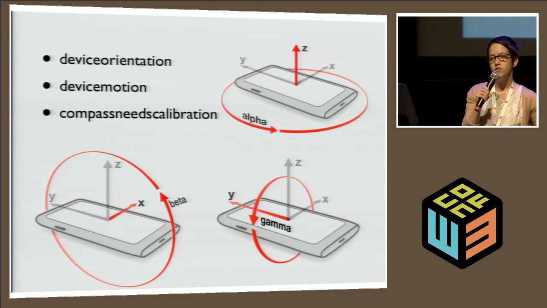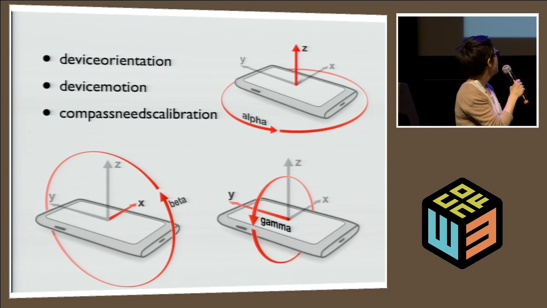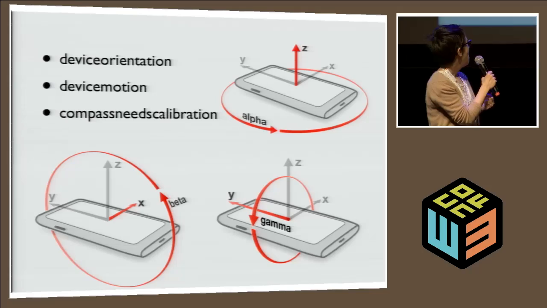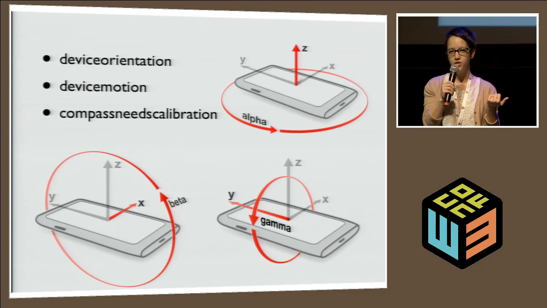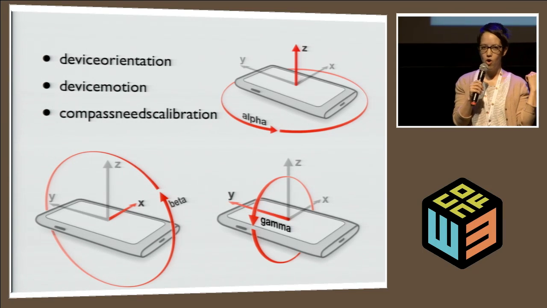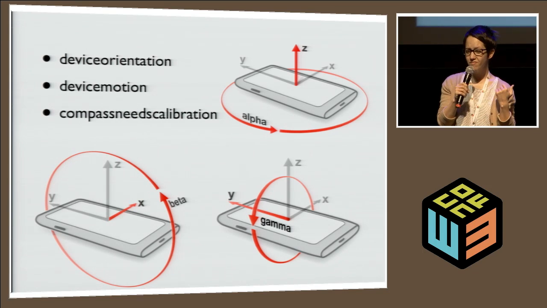So device orientation has three different events. The first one is called device orientation, which is the most famous, that gives you the angles. This is what we are going to see in the demo. Then device motion, which gives you the angular speed or the rate of change of the movement, and it also gives you the acceleration and some other things that we're going to see later. And finally, compass needs calibration, which is exactly what the event says it is.